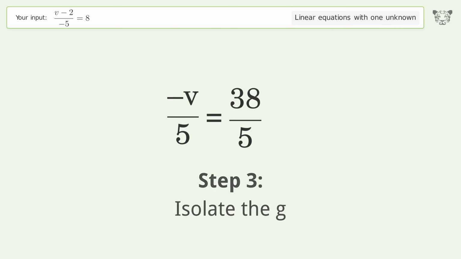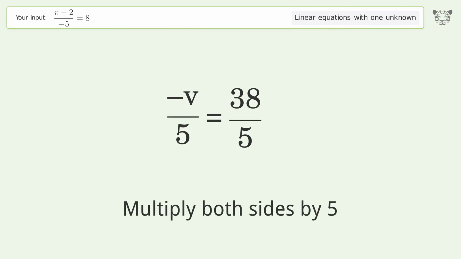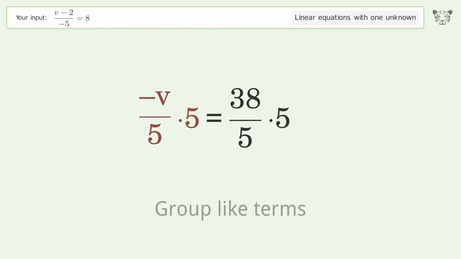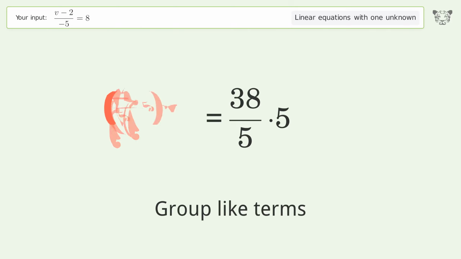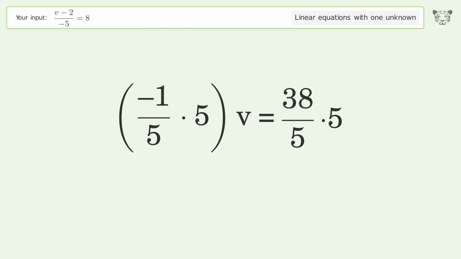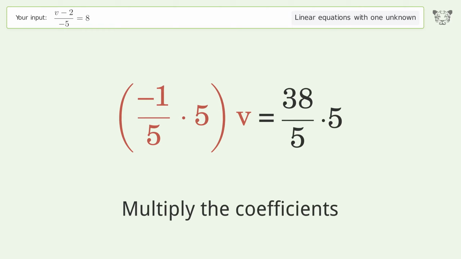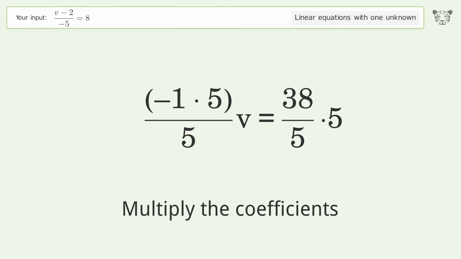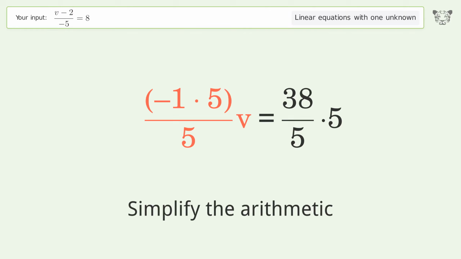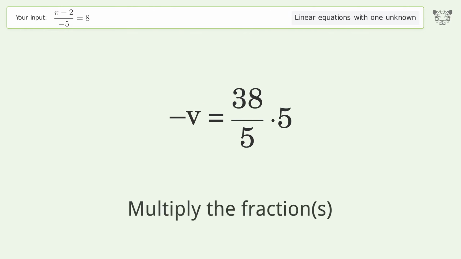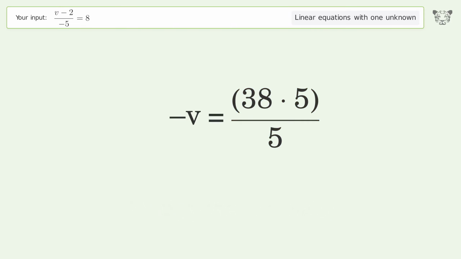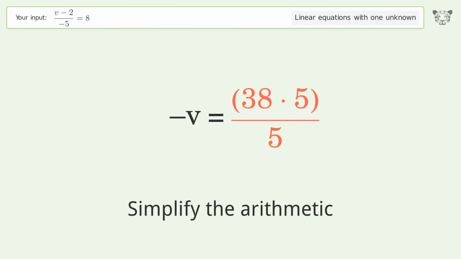Isolate the g. Multiply both sides by 5. Group like terms. Multiply the coefficients. Simplify the arithmetic. Multiply the fractions. Simplify the arithmetic.